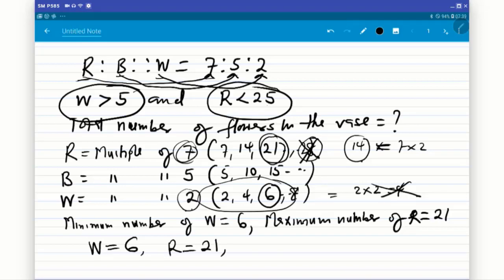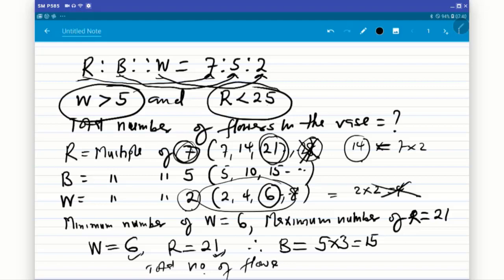So that's the ratio of white times 3, which will give us 6. The ratio of red times 3, which will give us 21. And therefore, that means also that blue does not have a choice. It also has to be the ratio times 3, which will give us 15. So that means the total number of our flowers will be equal to 6 plus 21 plus 15. And when you add that, what does that give us? It gives us 42 flowers in total in the vase.